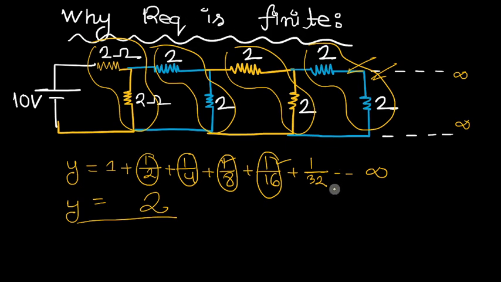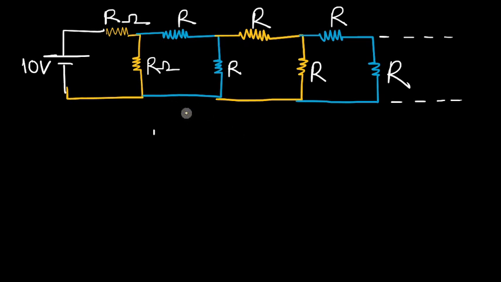So at the end of this video, you have a home task. Instead of 2, now you have infinite R, and now you have to find what is R equivalent. You can tell me that in the comment section.